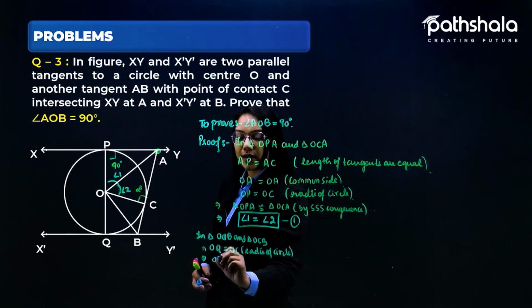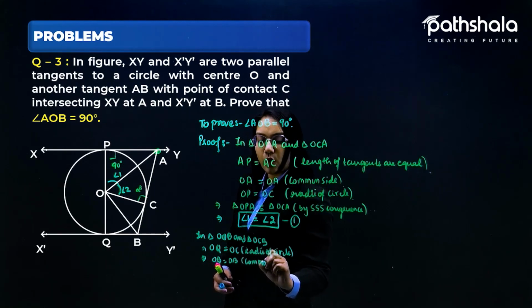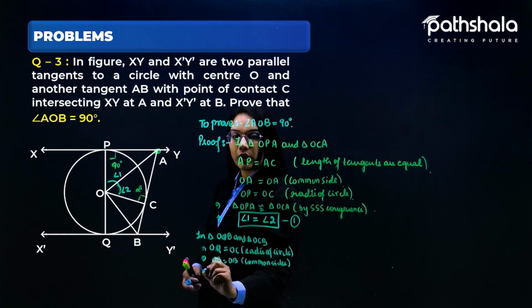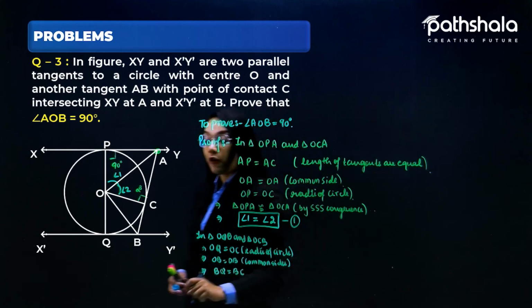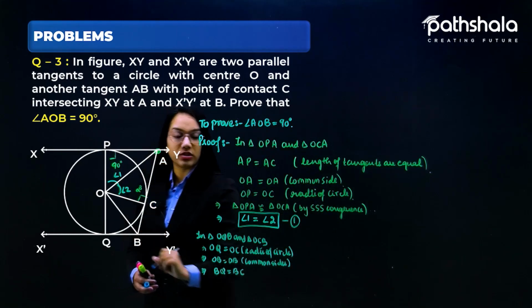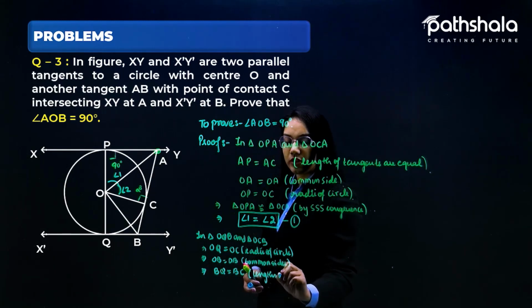Further, we can say that OB is equal to OB. Why so? Because they are the common sides. And further, we know that BQ is equal to BC, because these are the lengths of the tangents drawn from an external point to the circle. BQ is equal to BC.